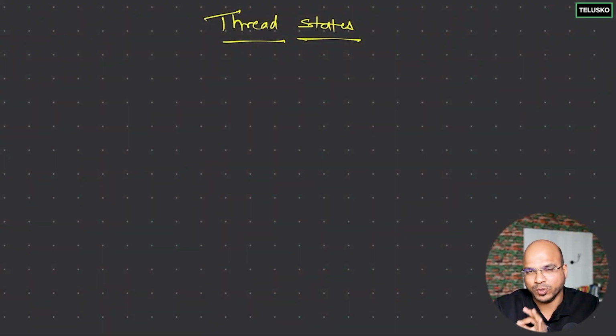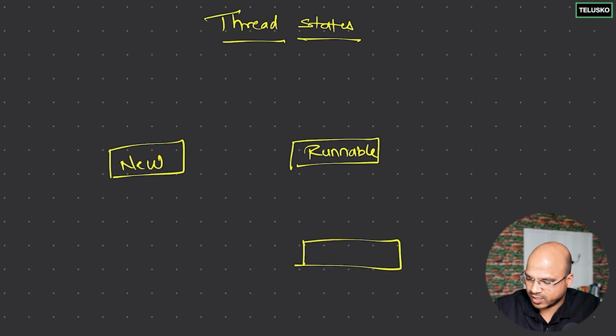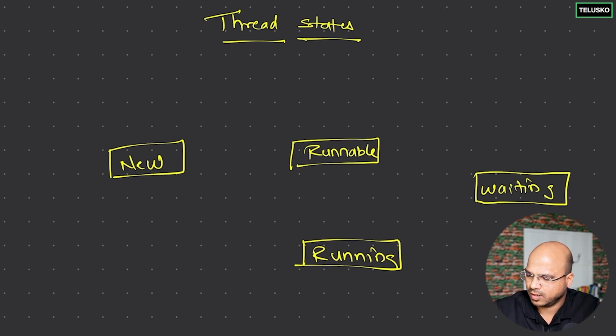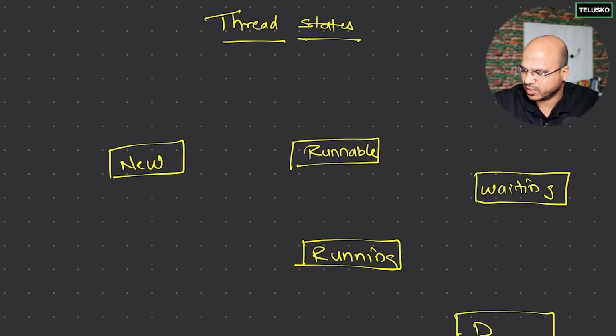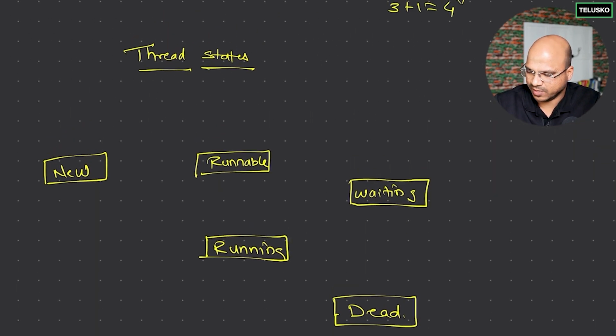Every time you create a new thread, it goes into a new state. Apart from this new state, we also have something called a runnable state. Then we also have a running state. Then we have a waiting state, or we can also say blocked state. And then the last state is dead. So we have all these states available for the thread.